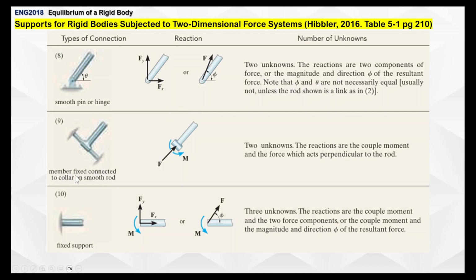Okay? Remember, fixed connected to a collar on a smooth rod, this one, two unknowns. The reactions are the couple moment and the force which acts perpendicular to the rod. So what it prevents is its moving by a force and a moment, but it doesn't prevent it from moving upwards or downward. Here is the basic fixed support. Basically, the reaction of this, aside from its weight, also prevents the moment. So there's a reaction on the Y force, a reaction on the X, the horizontal force, and a reaction on the moment.